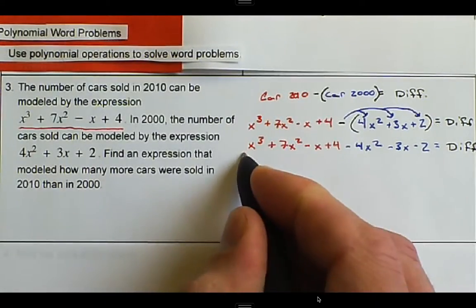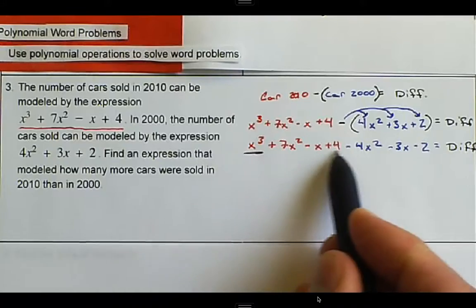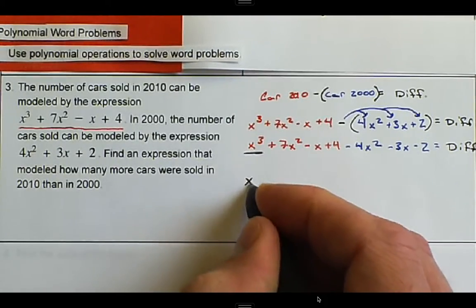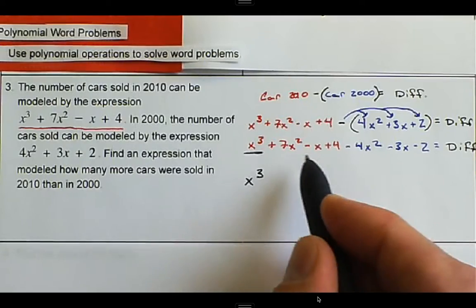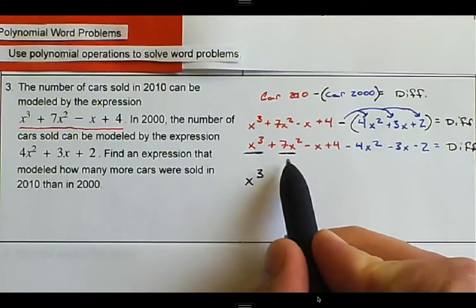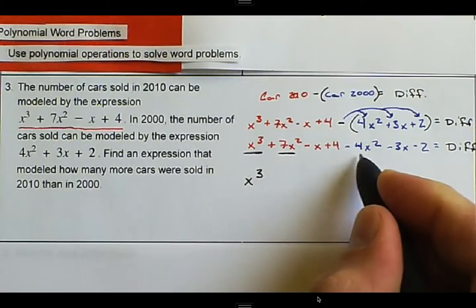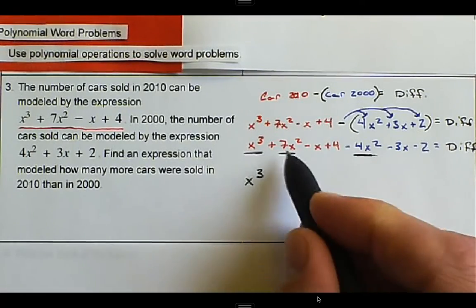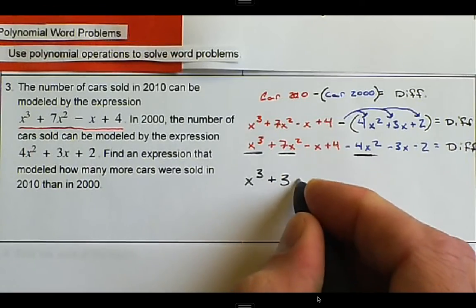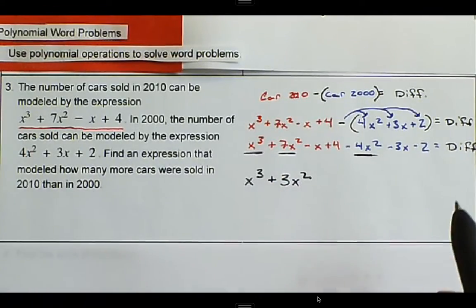So the first term we come to is an x cubed. As we look through, there's no other x cubed terms, so we're just going to write down x cubed. The next term that we come to is an x squared, so 7x squared. And here we have a negative 4x squared, so 7 minus 4 is a positive 3x squared.